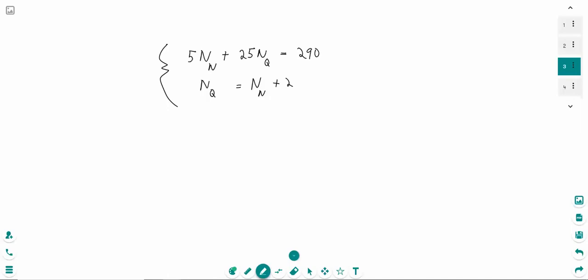So we take the top equation, rewrite it, only in this case, substituting in for all n sub q's, substitute in n sub n plus 2, equals 290. And again, I don't think we're going to go through the math on this. This is all review. You would just simply solve this equation for n sub n, and then go back and plug n sub n in and solve for n sub q. Okay? Excellent. That's as simple as it gets for the subscripted variables.